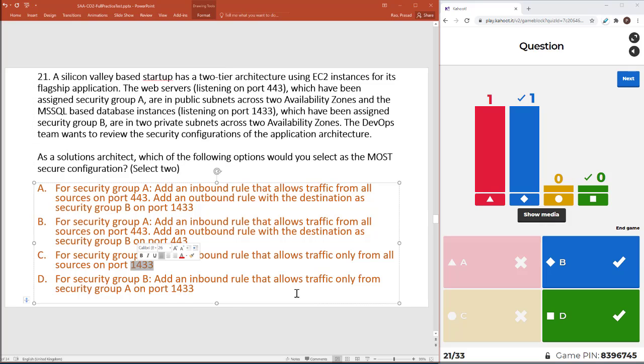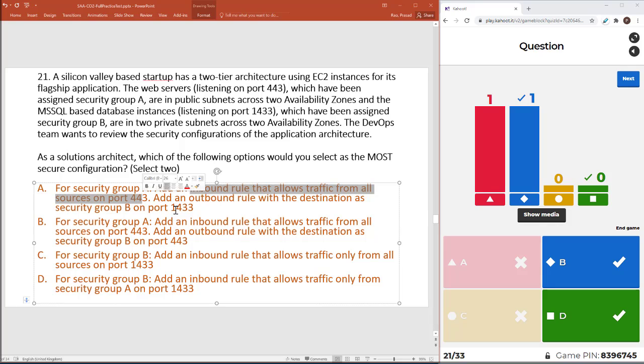From where should it be allowing? Only from security group A, or from all sources? All sources, no, because you do not want your SQL Server to be exposed to the entire world. You want it to be exposed only through the web server. So option D is the right answer. So C got eliminated as it is. Similarly, for security group A, you know that they should be allowing access on 443. Good enough. Both of them are allowing access on 443.